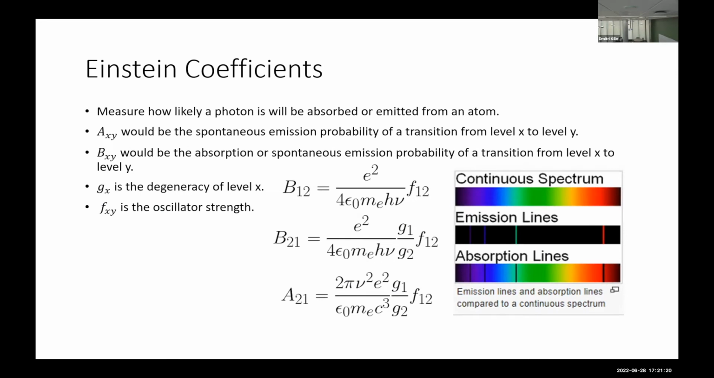And then Einstein coefficients measure how likely a photon will be absorbed or emitted from the atom, where A is our spontaneous emission going from our level X to Y. B can represent either the absorption or the stimulated emission probability for our transition from X to Y. G of X is our degeneracy, which is how many states could be in one level, and then F of XY is our oscillator strength.